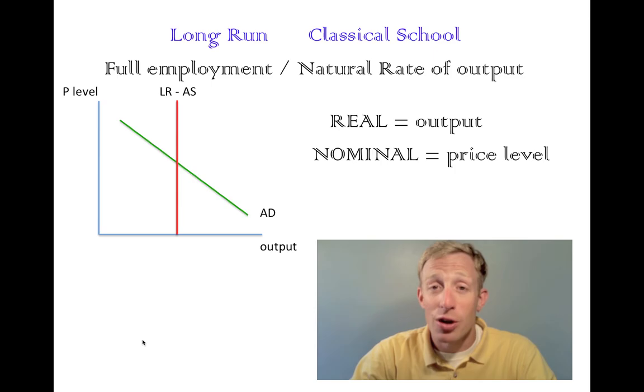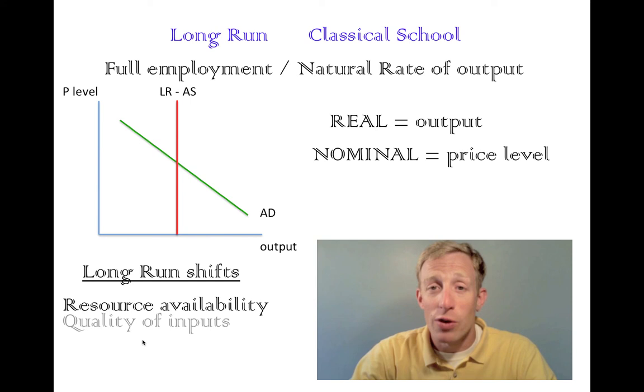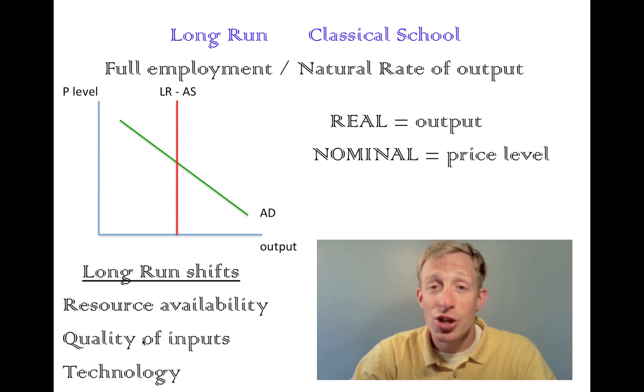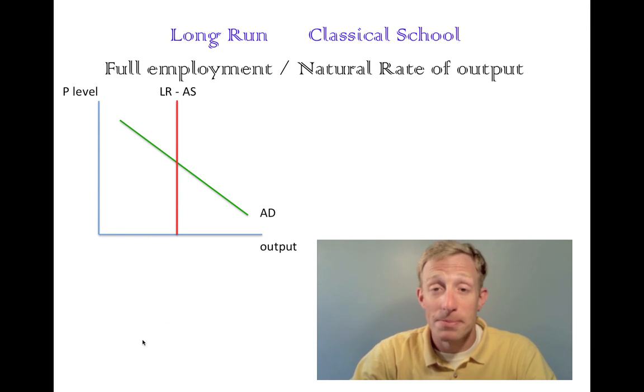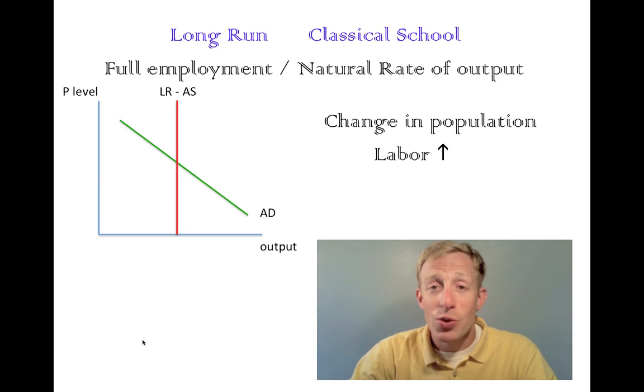Now, that doesn't mean that the curve can't move. The long-run curve can absolutely move. If there is a significant change in the availability or the quality of inputs, or if some new technology comes on the scene to change the way we engage in production, that can shift the aggregate supply curve. For example, if there is a change in the population so that we have more laborers, whether it's an immigration policy or changes in the birth rate, if we increase the number of workers, over time that's going to push the aggregate supply curve out to the right.